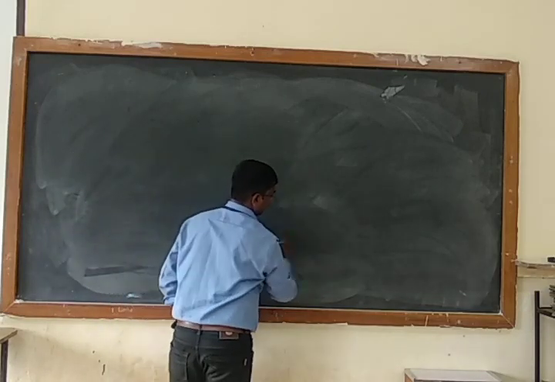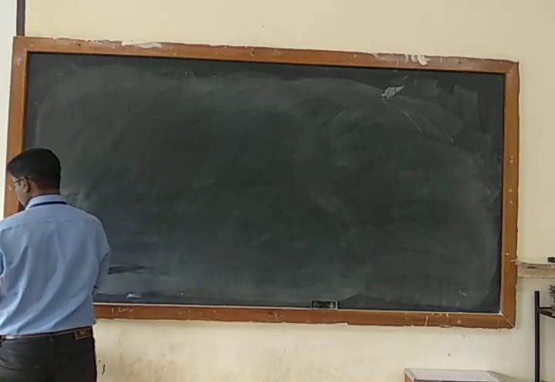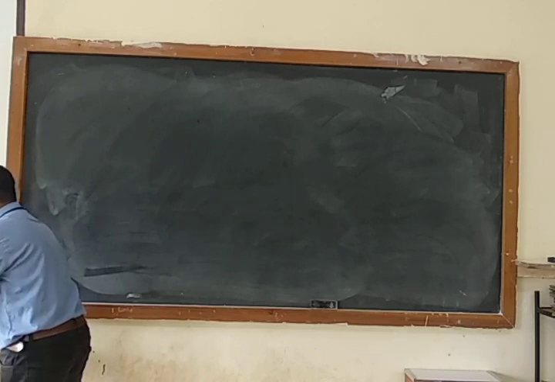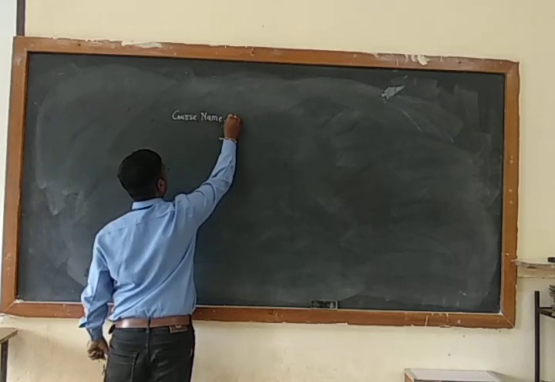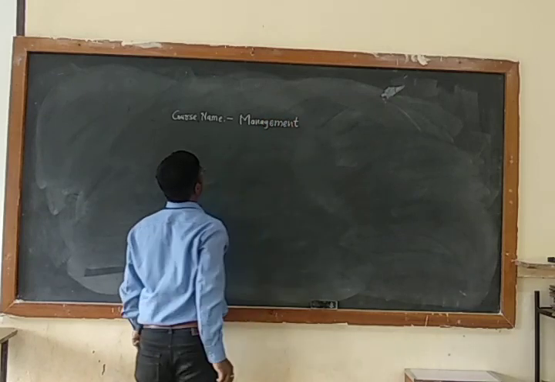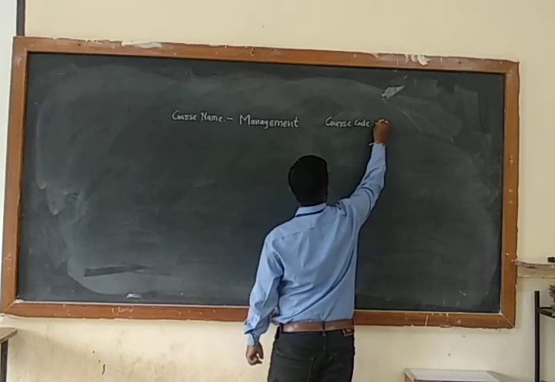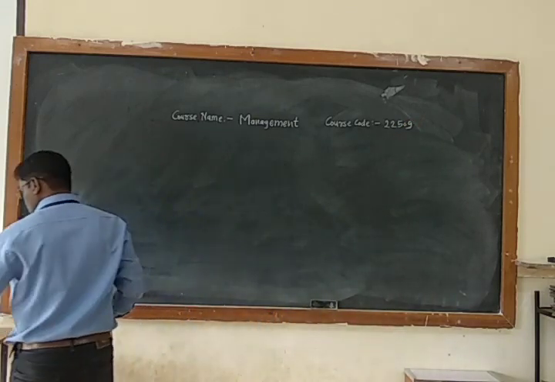So we have to start. Course name, that is management. Course code, that is 22509. Okay, so here we start.